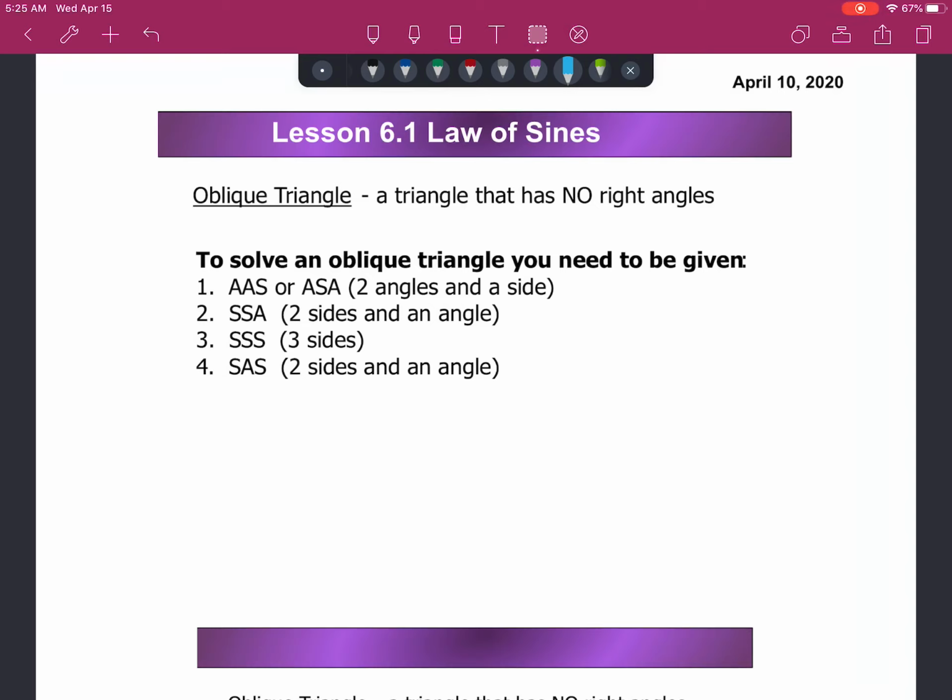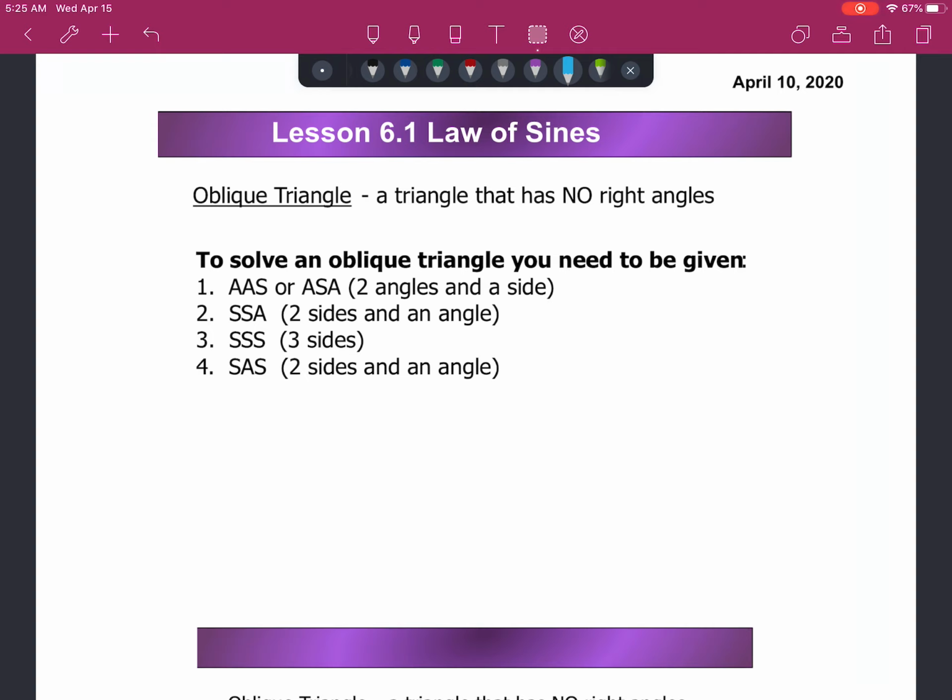Thus far in our work with trigonometry, we've always used right triangles, whether it was a special right triangle or we used right triangle trigonometry to solve for a given side or possibly an unknown angle. Now we're going to venture out into the real world where not everything works in right angles. So we have what is called an oblique triangle.